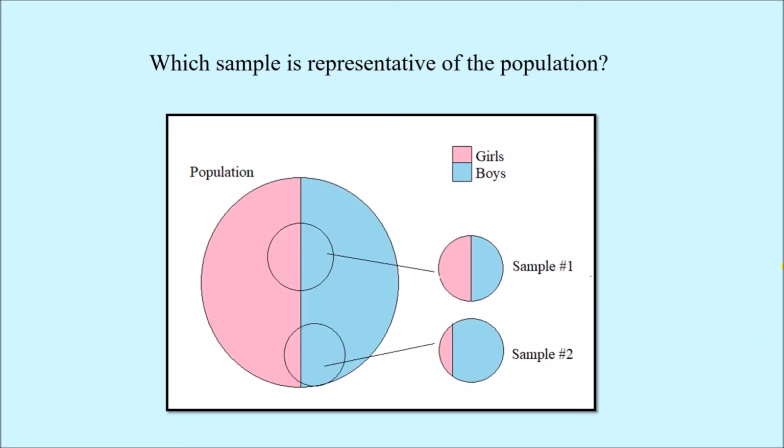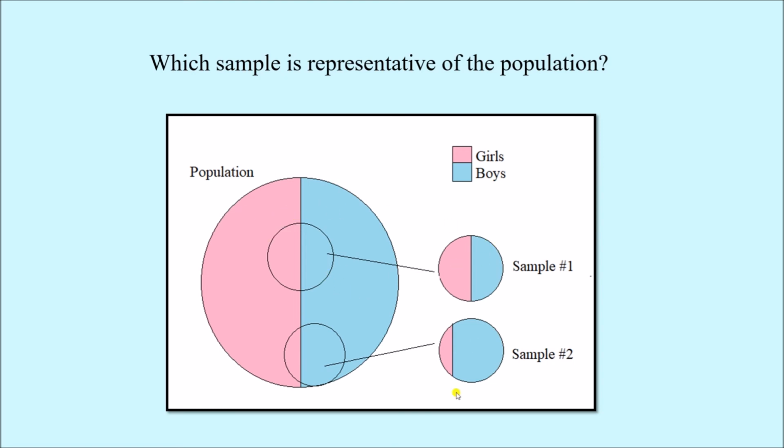Here I have given an example. We want to know which sample is representative of the population. So in this population, suppose these are the adolescents. This large circle represents the population. The girl and boy ratio is 1:1, almost equal. As you can see, the pink color denotes the girls and the sky blue color denotes the boys. So they are almost equal.